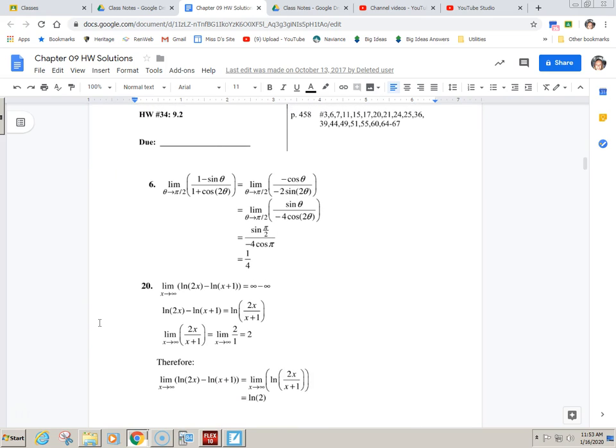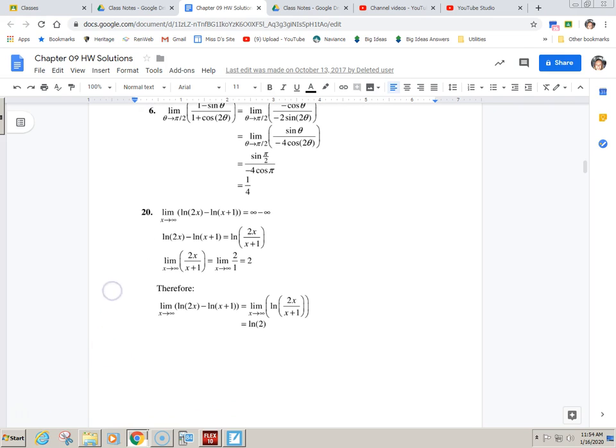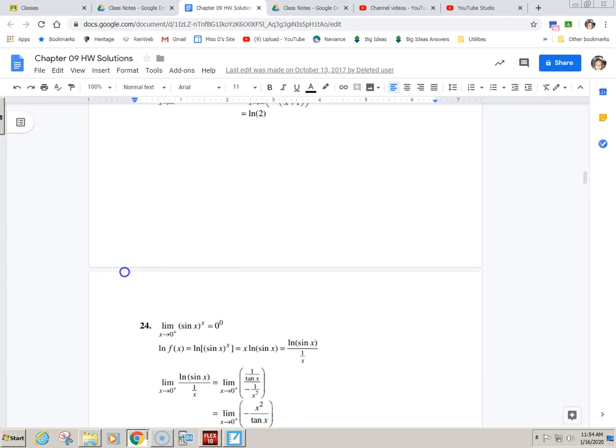Number 6, 1/4. Number 22, 1/4. Number 20 is 2, ln of 2. Oh, I didn't keep going. My bad. It was ln of both sides. No, it wasn't. Oh, 2 is the ratio of the inside term. There we go. And then ln's on the outside, decomposition of functions, and so therefore ln of 2. Thank you, Ken. Ln of 2.